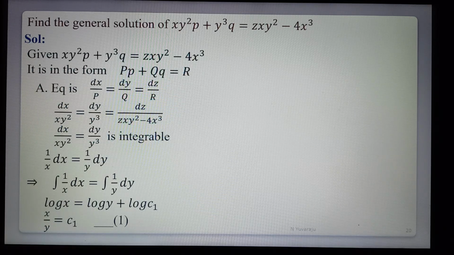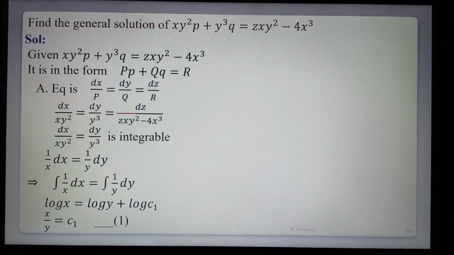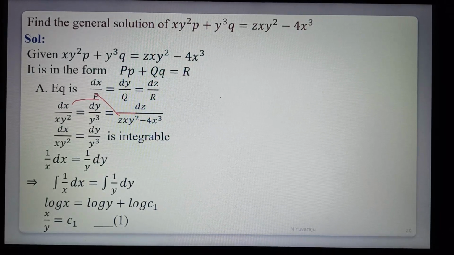So finding the second solution, observing here the second set is clearly not integrable, and the third set is also clearly not integrable. So now using case 2 in the method of grouping, using the first solution to find the second solution.